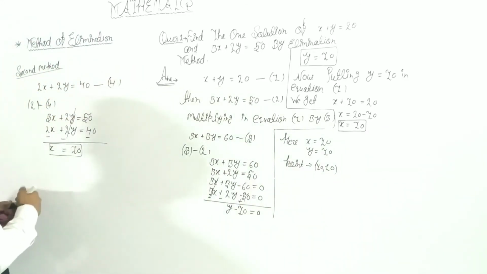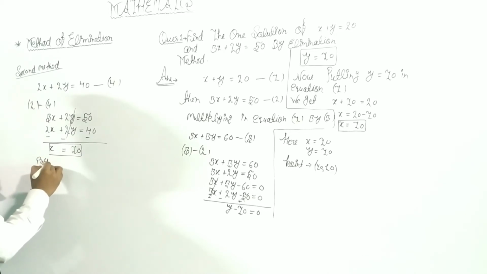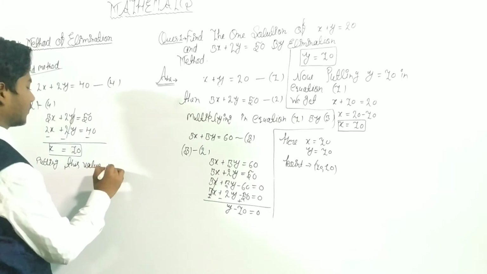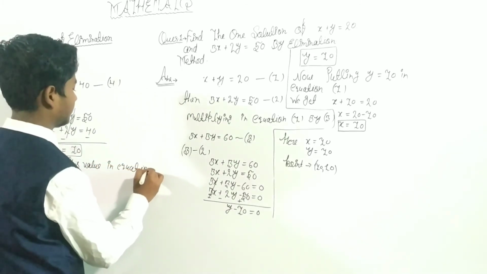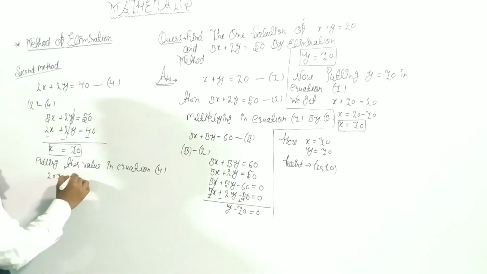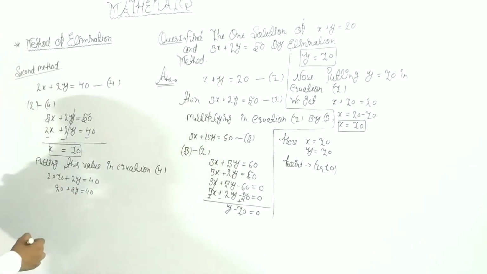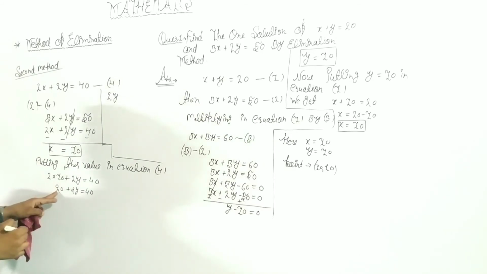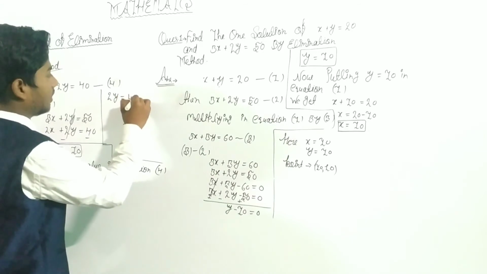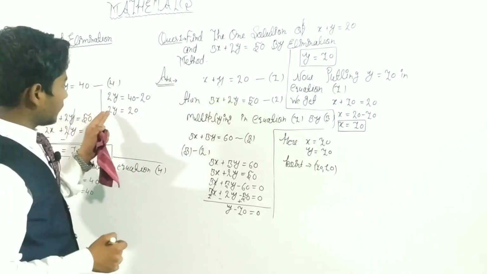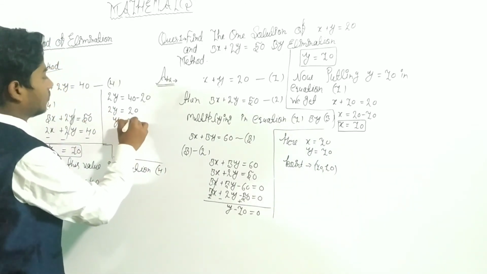So we put that value in equation 4. Putting this value in equation 4, what do we get? 2 into 10 plus 2y is equal to 40. 20 plus 2y is equal to 40. 2y is equal to 40 minus 20. 2y is equal to 20. Now we divide by 2. y is equal to 10.